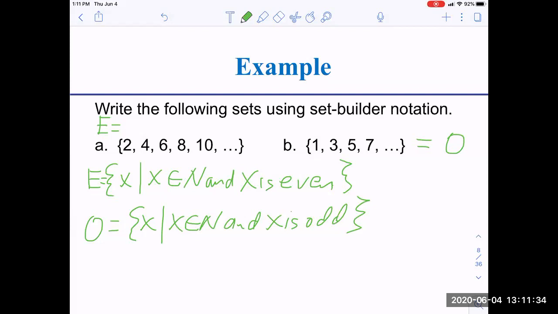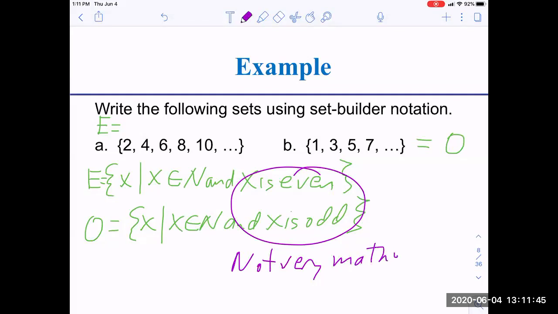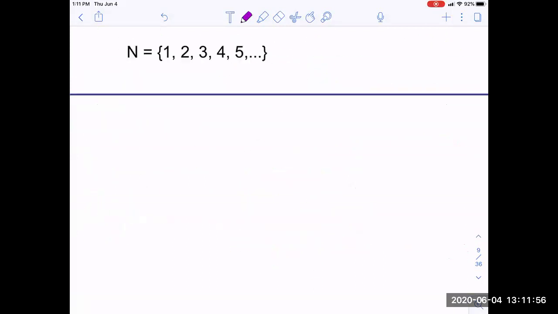But to be honest, this part isn't very mathematical. There's not a whole lot we can do with it, because I can't do algebra on it or anything. So I'm going to look at these in more detail. There's my set of natural numbers. I'm going to use little n as an element of the natural numbers. So n could be any of those. Watch how I write my even set now.